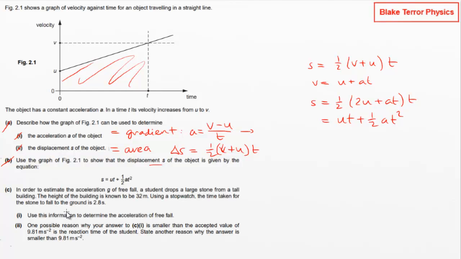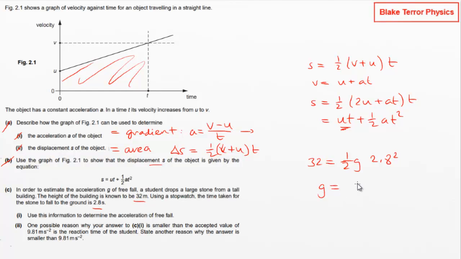In order to estimate the acceleration g of freefall, a student drops a large stone from a tall building. Okay, the height of the building is 32 meters. Time taken is that. Use this information to determine the acceleration of freefall. Right, we've already done this quite a few times. So we can assume that he's dropped it without any kind of velocity. So we've got u is equal to 0. So we've got 32 is equal to a half g multiplied by 2.8 squared.